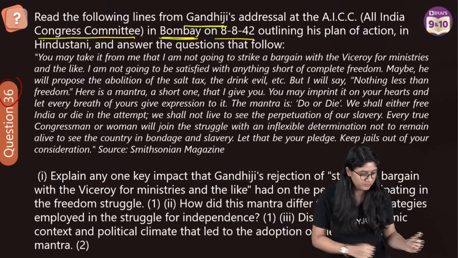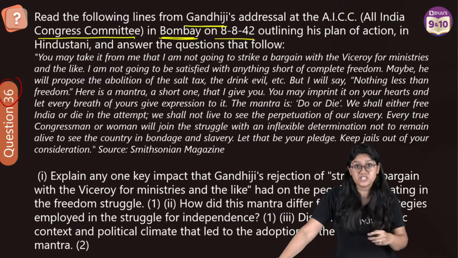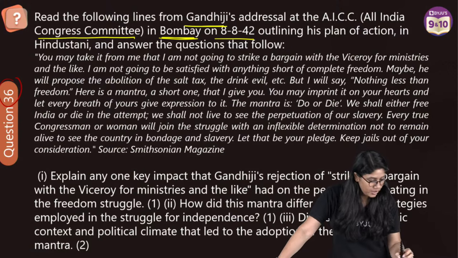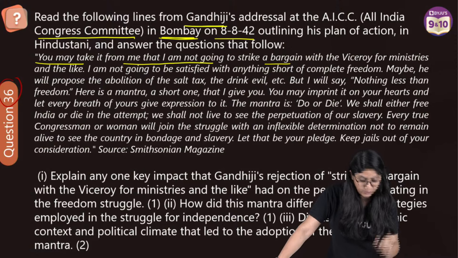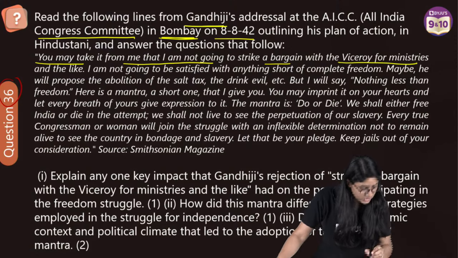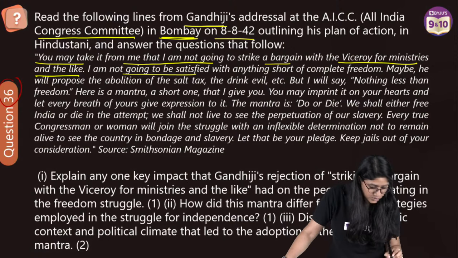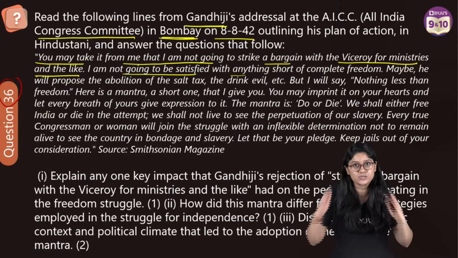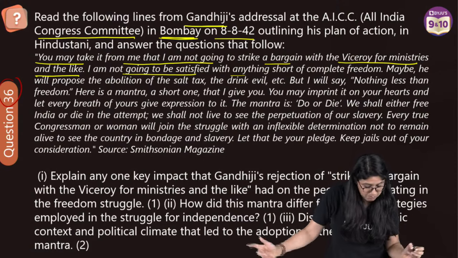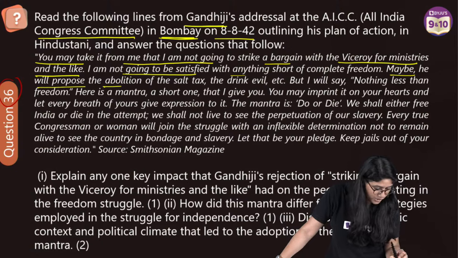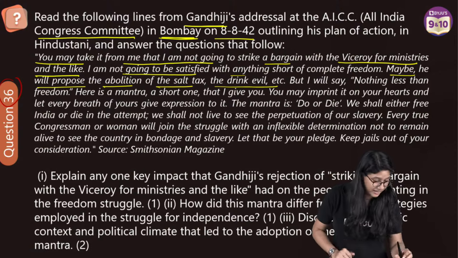And this is very inspiring. Let's see. And we have this in our textbook in the orange box. So it's very crucial to read the orange boxes because we do have questions from them. So you take it from me that I am going to strike a bargain with the Viceroy, the Ministry and the like. I'm not going to be satisfied with anything short of complete freedom. That's what Gandhiji is speaking at that particular time. Maybe he will propose an abolition of the salt law, the drink evil, etc. But I will say nothing less than freedom.